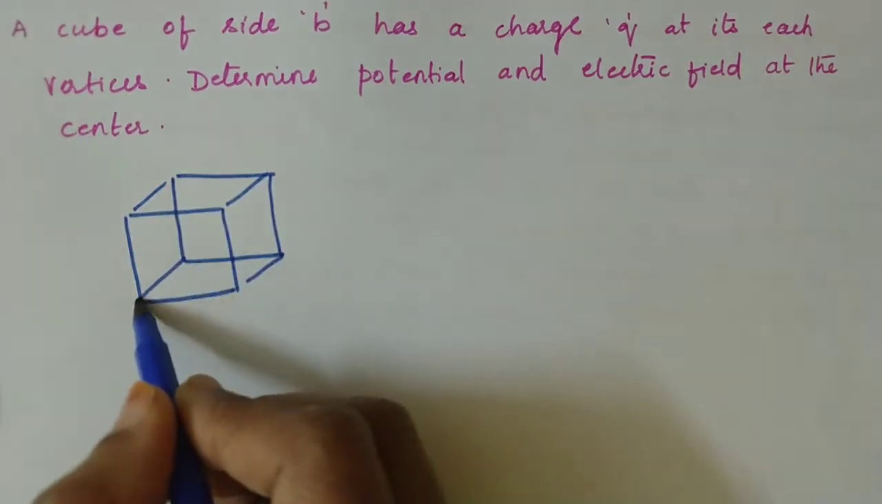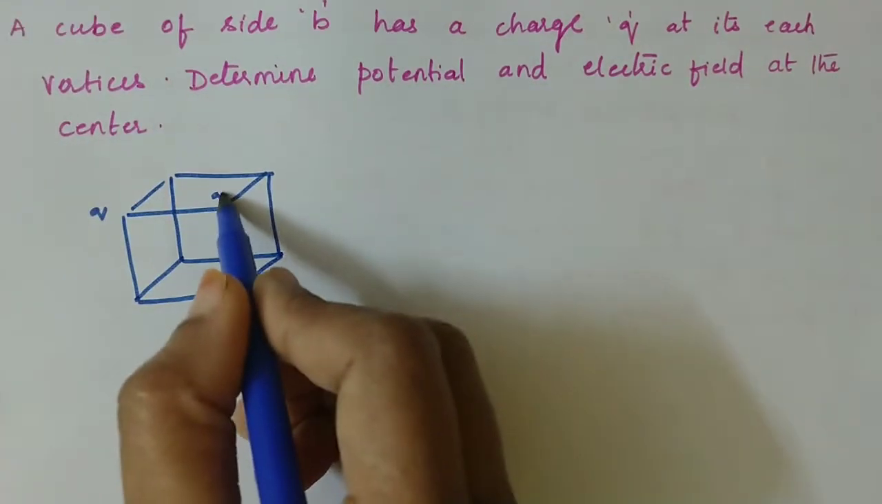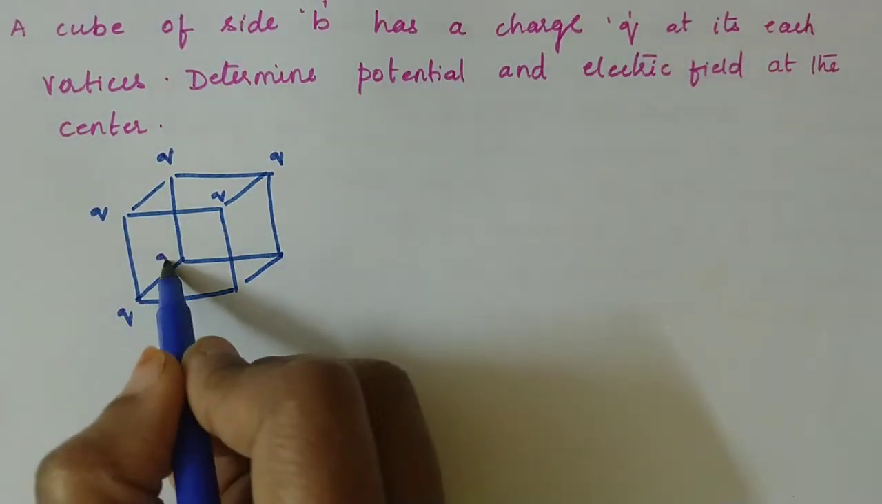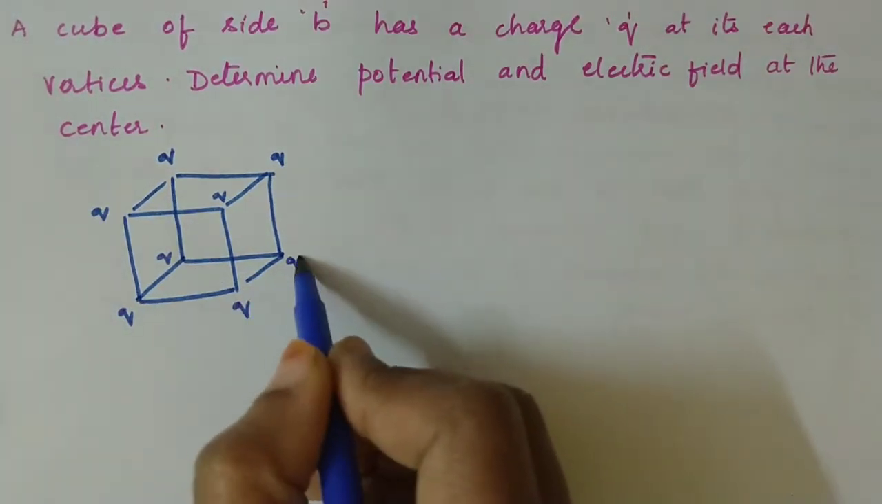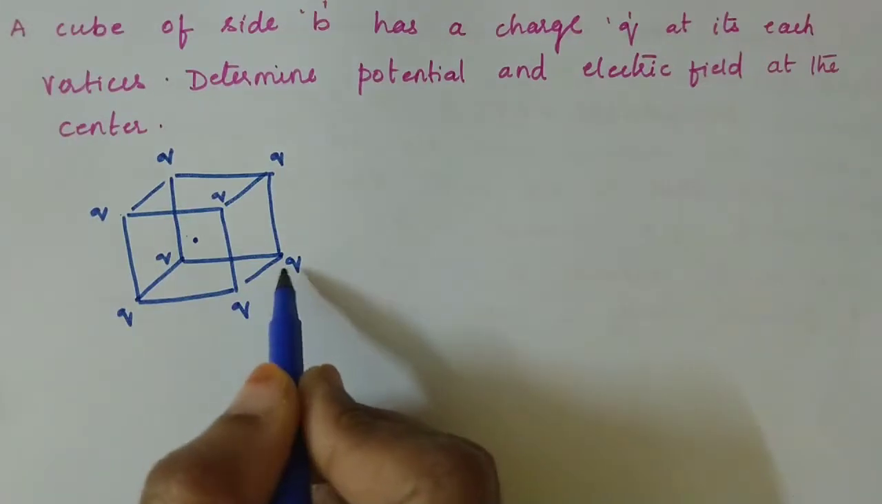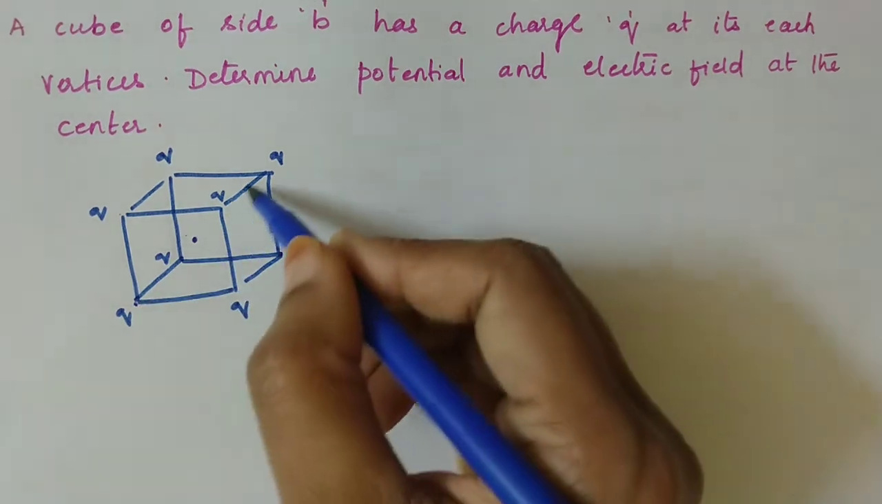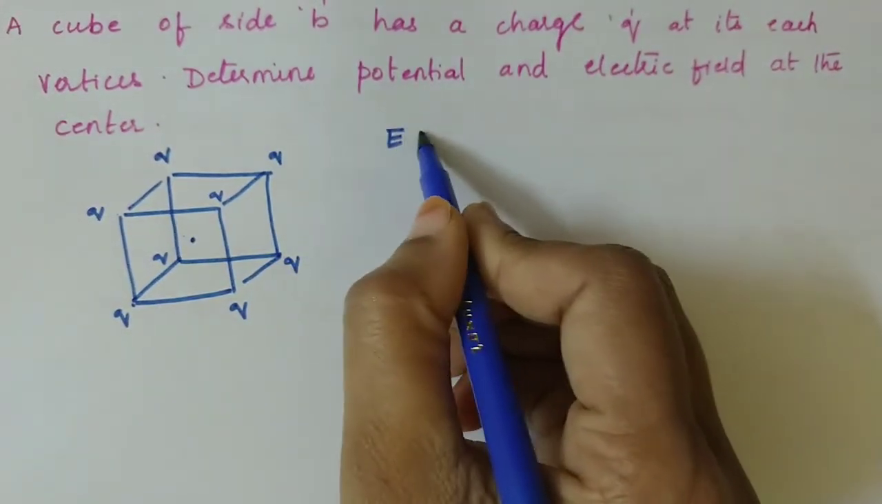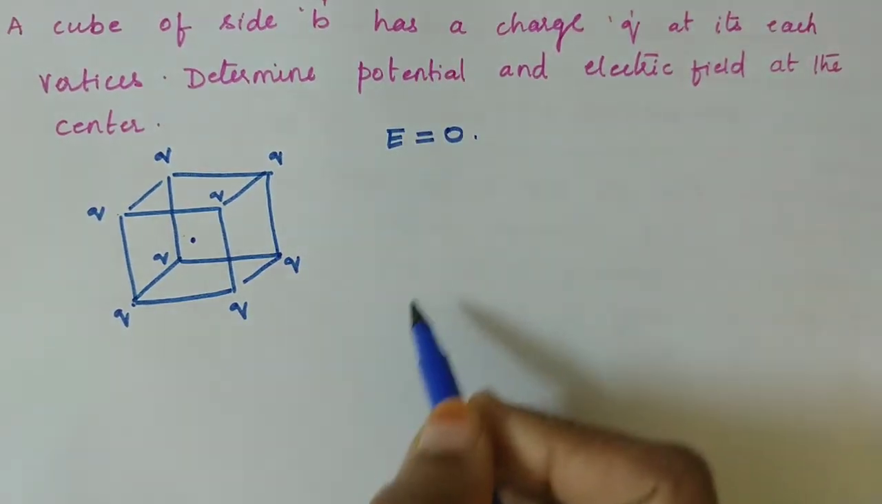Since all the charges are positive, the electric field at the center of the cube will be 0, because the field produced by one charge gets cancelled by the other. The field produced by this corner charge will be cancelled by the opposite corner. So the first bit, the electric field at the center, would anyway be 0.